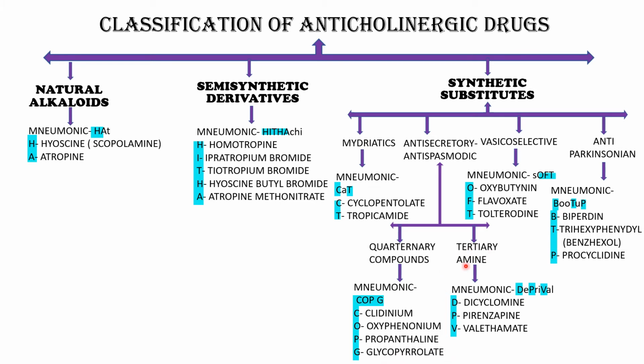Now coming to tertiary amines, mnemonic is DPV: D for dicyclomine, P for pirenzepine, V for valethamate. Coming to vasoselective, mnemonic is SOFT: O for oxybutynin, F for flavoxate, T for tolterodine. Now coming to antiparkinsonian, mnemonic is BTP: B for biperiden, T for trihexyphenidyl, that is benzhexol, and P for procyclidine.